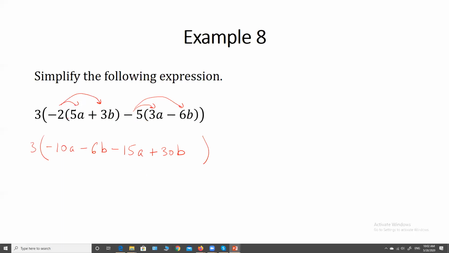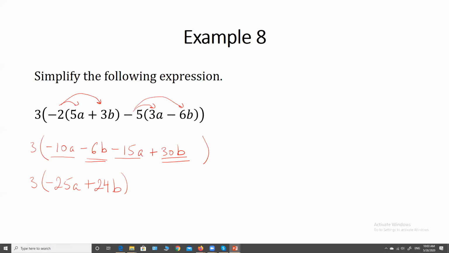At this point, you could distribute the 3 into each term. It would be perfectly fine from a mathematical point of view. I think it's a little bit easier if you first simplify what's in the parentheses by combining your like terms. So let's just keep that 3 sitting on the outside for now. Minus 10a minus 15a is minus 25a. And then combining the b's, we have minus 6b plus 30b is plus 24b.